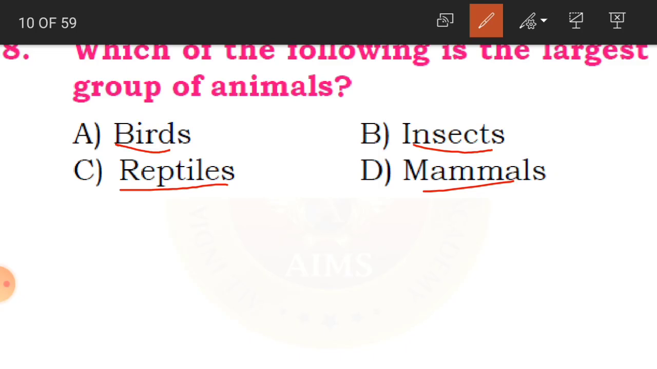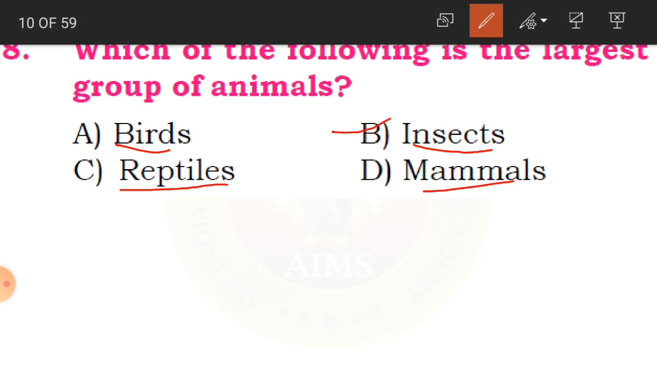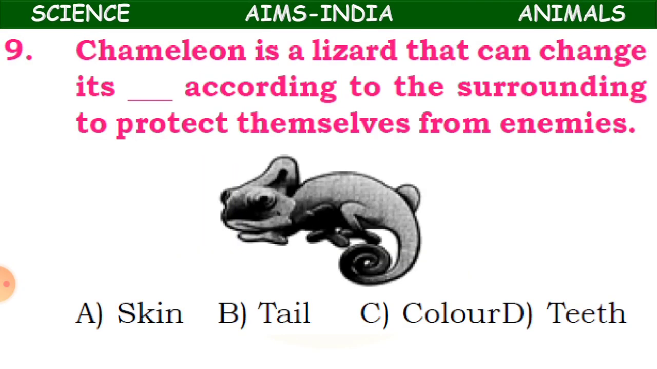Reptiles, what are reptiles? Like lizards, snakes, all that are reptiles. Mammals, like animals, and even us human beings all come under mammals. So from these four options, which has got the largest group? They are more in number. Option number B. So B is the correct answer, that is insects. Insects are the largest group of animals.